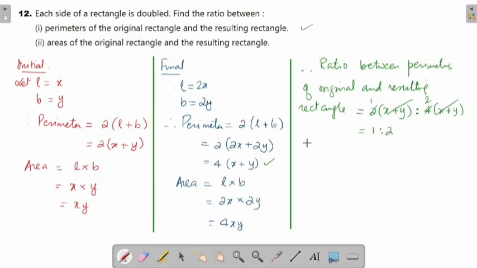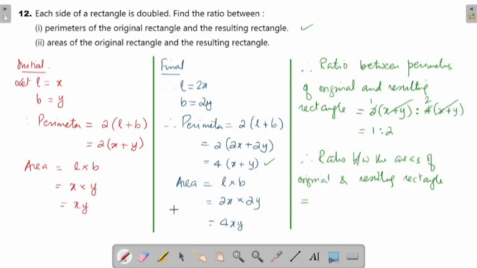Now next we need to find the ratio between the areas, right? So therefore, the ratio between the areas of the original and resulting rectangle. Okay, so let's see what will be the ratio of the areas.